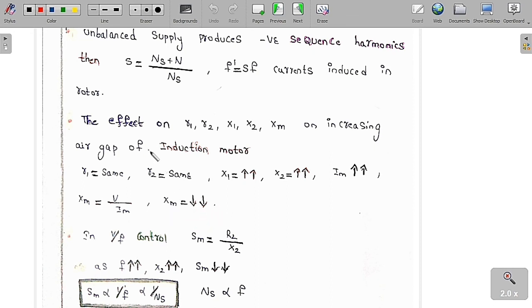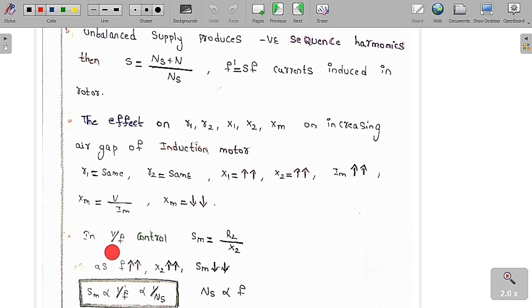So the effects on R1, R2, X1, X2, Xm on increasing the air gap of the induction motor: R1 and R2 are the same, but whenever the air gap increases, the stator leakage flux increases, so X1 increases. The rotor leakage flux increases, so X2 increases. Whereas the magnetizing current Im also increases. Xm is equal to V by Im, so as Im increases, Xm decreases. So whenever the air gap increases, R1 and R2 are the same, X1 and X2 increase, whereas Xm will decrease. These are the effects on these parameters while increasing the air gap of the induction motor.